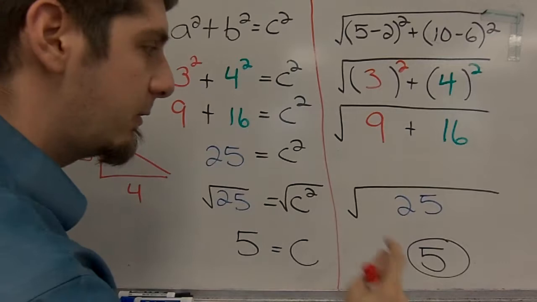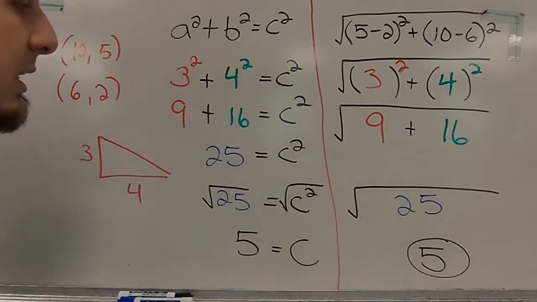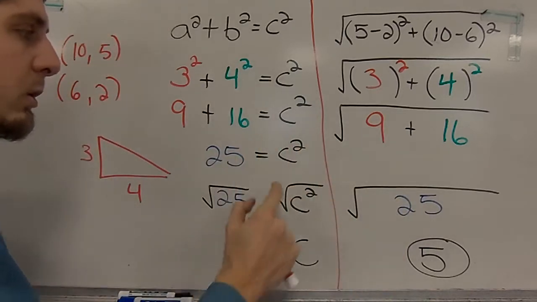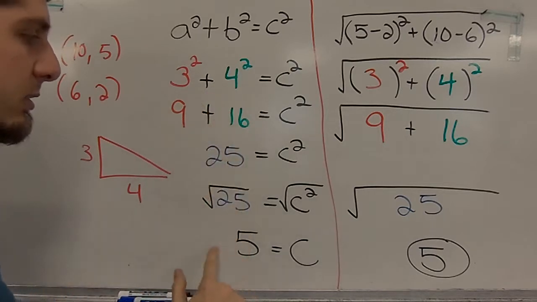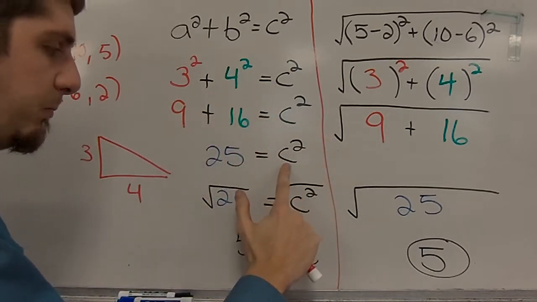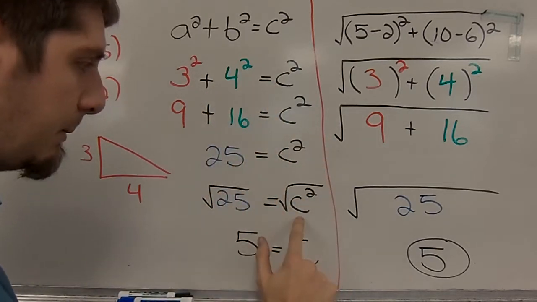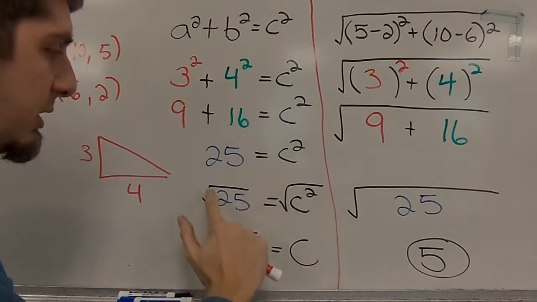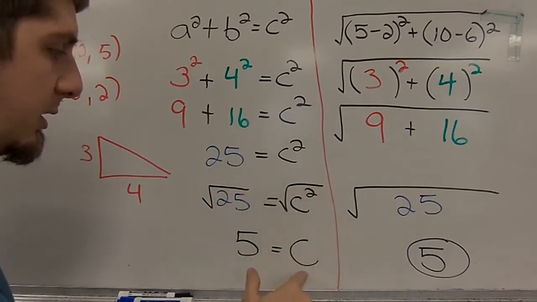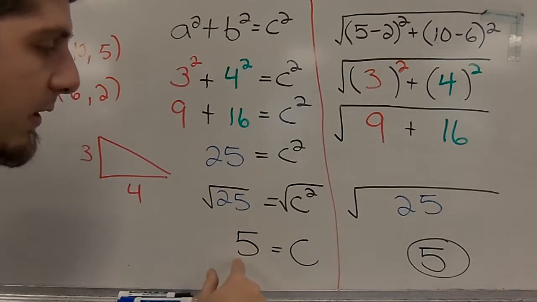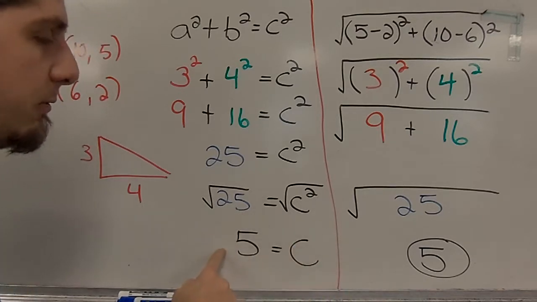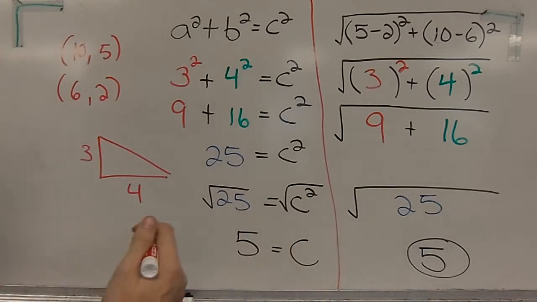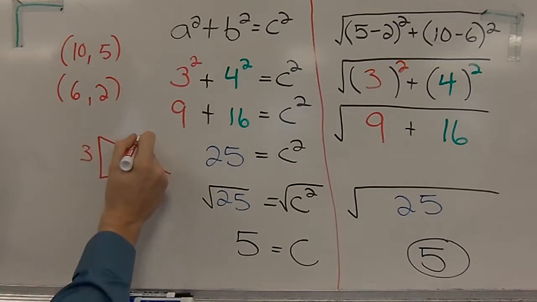The only difference between the two sides is over here, we kept saying that all of this equals c squared. So when we got down to this final step, we had to square root both sides. We had to square root the c squared to get the c and square root the 25 to get the 5, to find out that the hypotenuse is equal to 5. And remember, the hypotenuse is this line here.